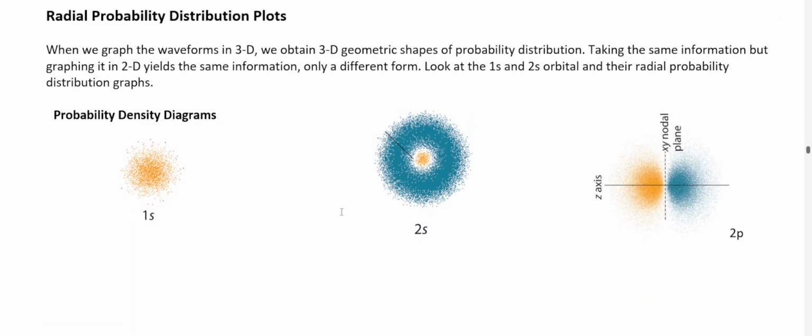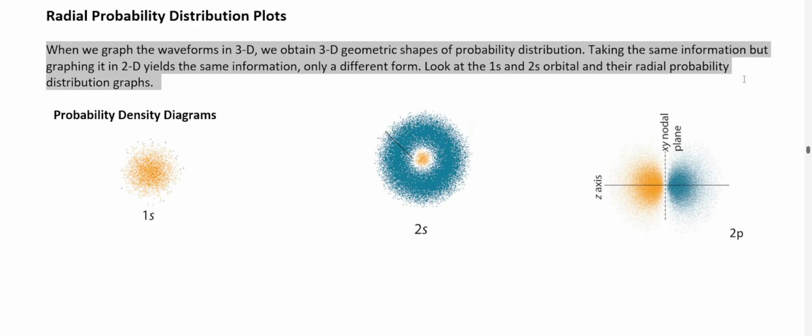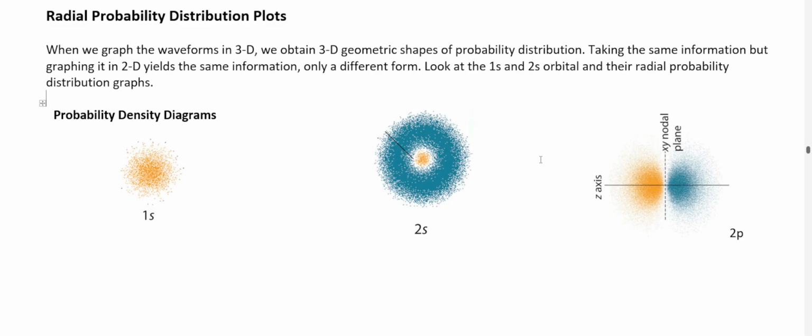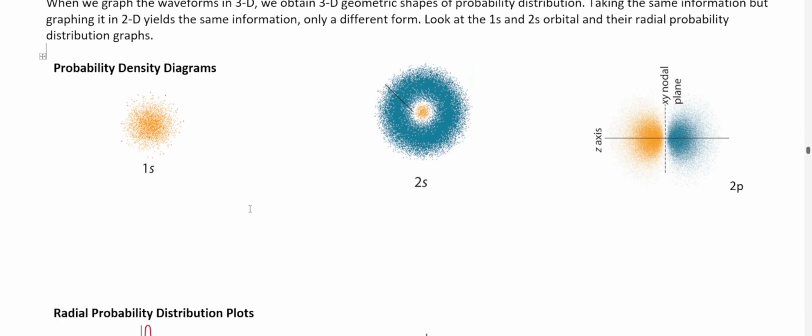So, radial probability distribution plots. When we graph these waveforms in 3D, we obtain 3D geometrical shapes of probability distribution. Taking the same information, graphing in 2D yields the same information only in a different form. And we're going to look at the 1s and 2s orbitals and the radial probability distribution graphs. So first we're going to start with probability density diagrams.